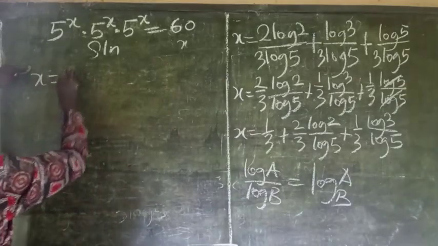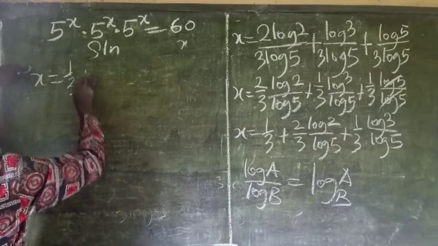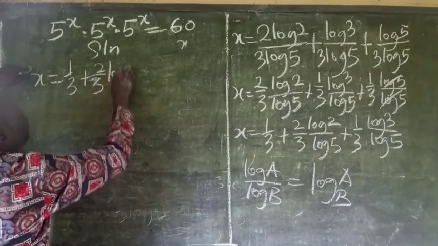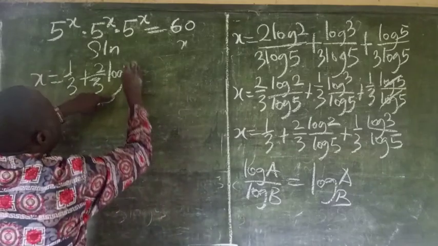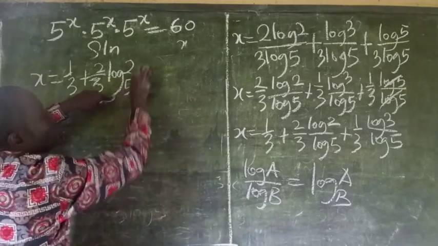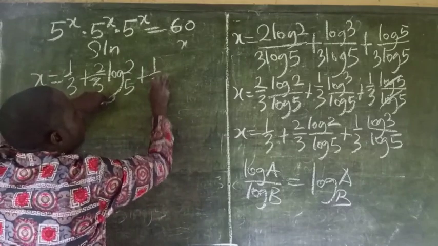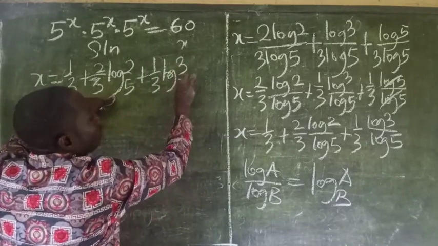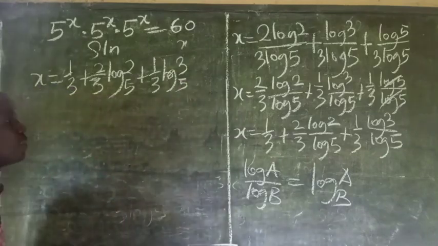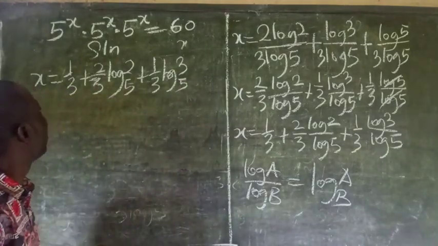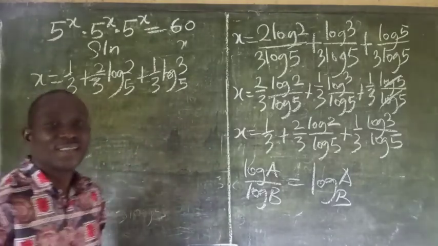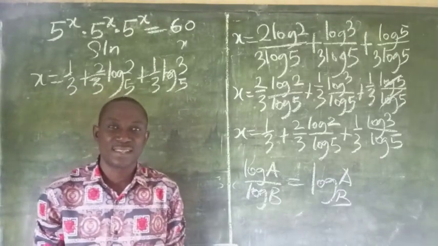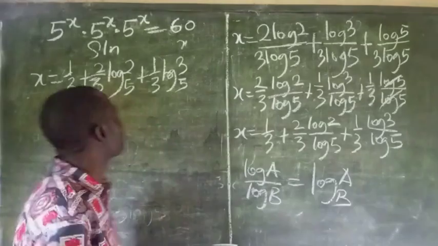Our S therefore will be equal to 1 over 3 plus 2 over 3 log 2 base 5 plus 1 over 3 log 3 base 5. And this is a simplified answer for S. But we can prove this to show if we are correct. So let's go into the proof.